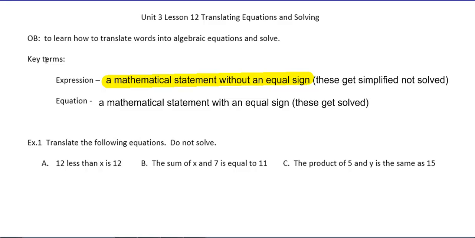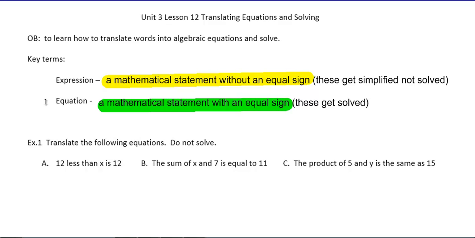When it comes to equations, however, equations are mathematical statements with an equal sign. Again, you have to have that written down. These are the things that get solved. This is what we've been working with this semester. Example 1 asks us to translate but do not solve.